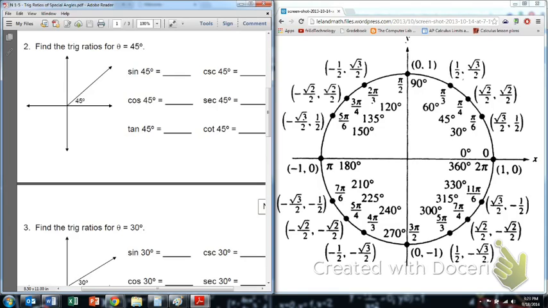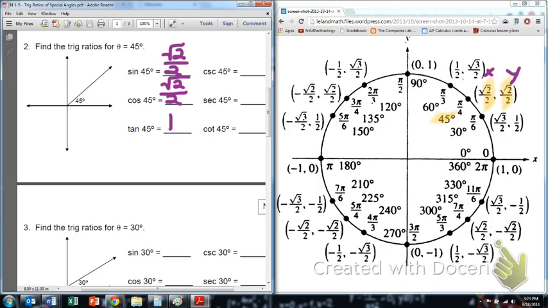So 45 degrees is here in the first quadrant. Right, here's 45. The x coordinate is square root of 2 over 2, and the y coordinate is square root of 2 over 2. Right, this is the x, this is the y. The sine is the y coordinate, so square root of 2 over 2. The cosine is the x coordinate, so square root of 2 over 2. The tangent is the y divided by the x. So in this case, because the y and the x are the same number, if I divide square root of 2 over 2 by square root of 2 over 2, that's just 1.